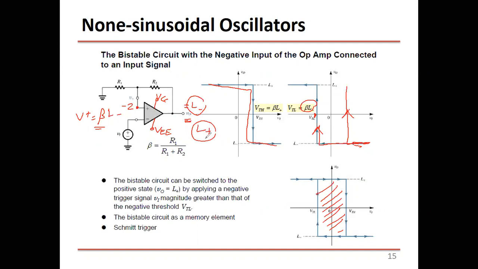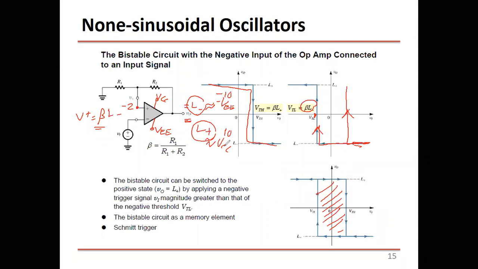Okay, let's assume L plus is the same as VCC, and we'll assume this as minus VEE, okay? So this is say 10 volt and this is minus 10 volt. So the output will switch between 10 and minus 10. So for these circuits, when you have a positive feedback, the output is always saturated. It cannot be in between. The output cannot take any value between these two, either this or this.